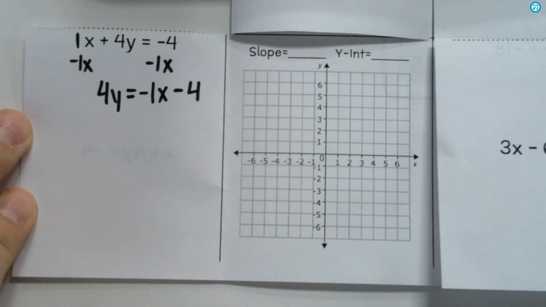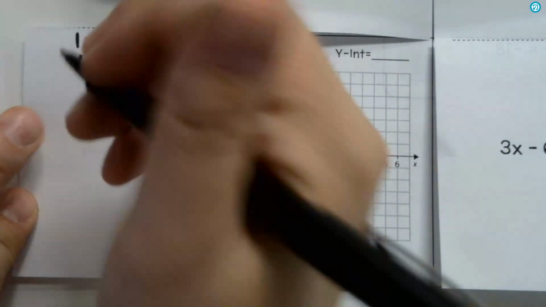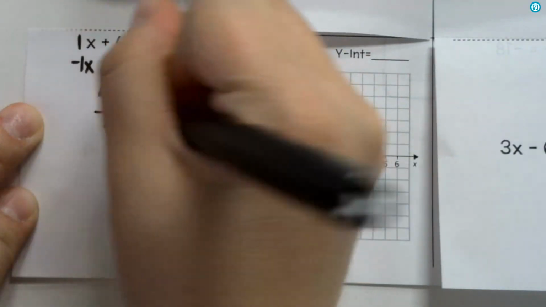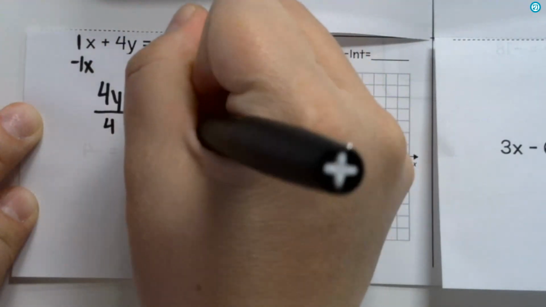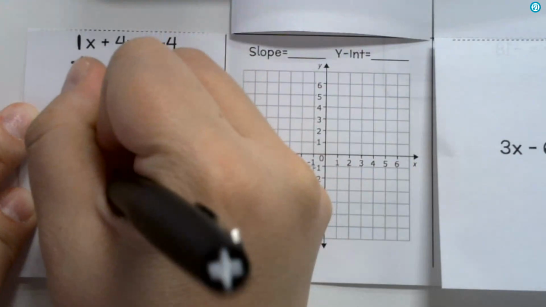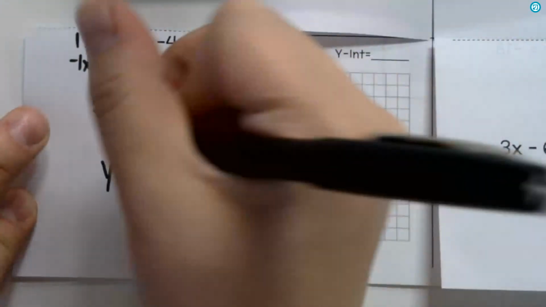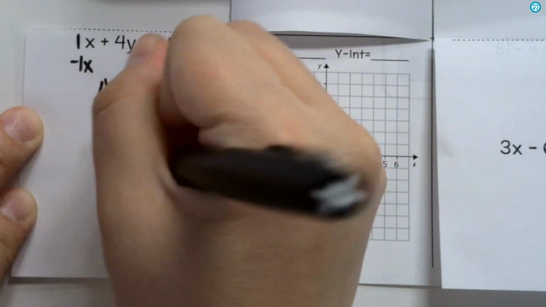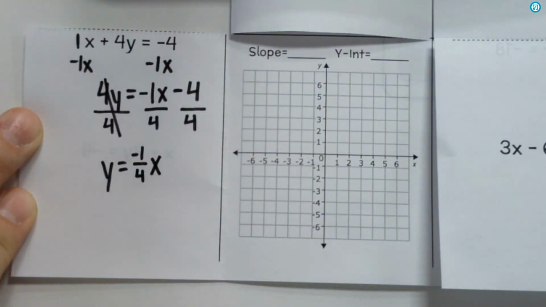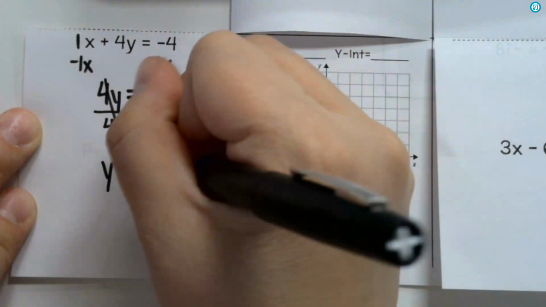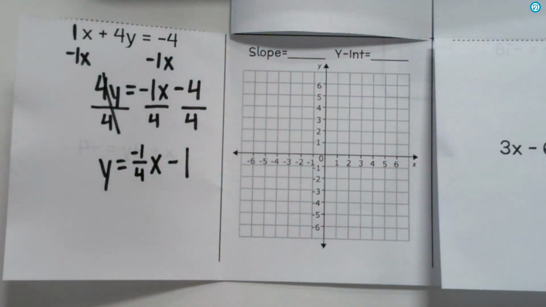Okay, what do I need to do to get y by itself? Divide by 4. So I need to divide by 4 to get y by itself. So I divide by 4 everywhere. So I get y equals, this is going to stay negative 1 over 4 x. And then negative 4 divided by 4 is negative 1. So negative 1/4 x minus 1.